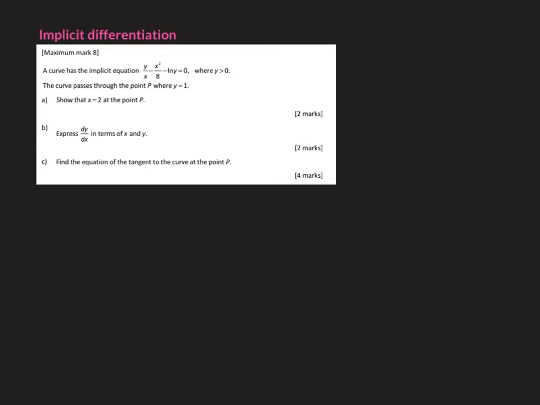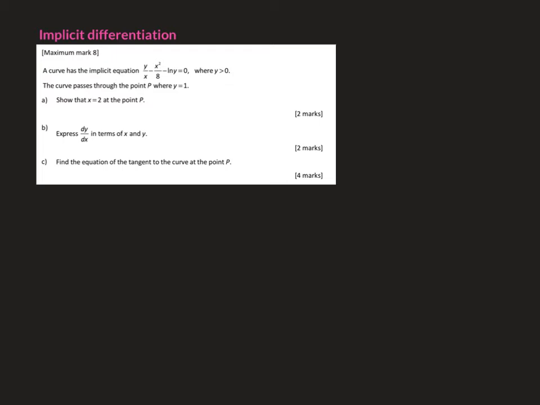Our second example: a curve has the implicit equation y over x minus x squared over 8 minus ln y equals 0. Again, we can tell that this equation is not solved for y, and also it has some non-linear components, such as this one that is in y. Where y is bigger than 0, the curve passes through the point P where y is equal to 1. A: show that x is equal to 2 at the point P. B: express dy over dx in terms of x and y. And C: find the equation of the tangent to the curve at the point P.